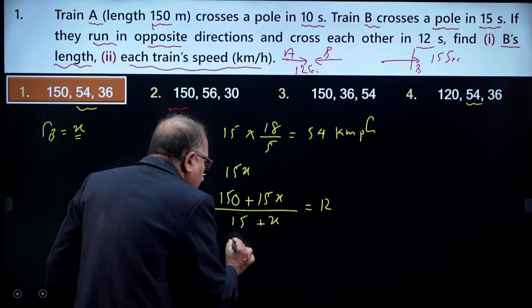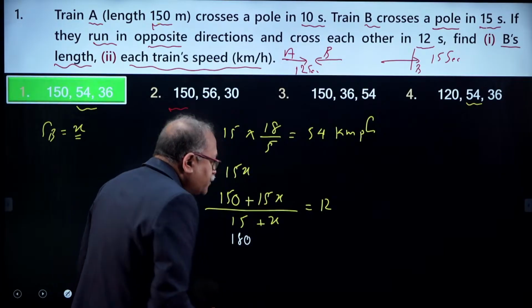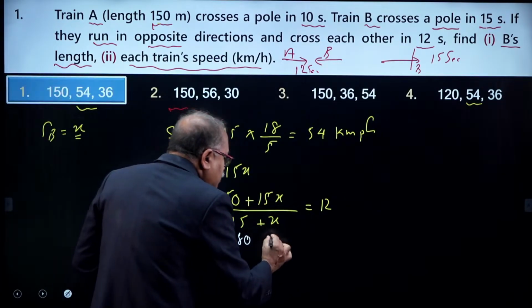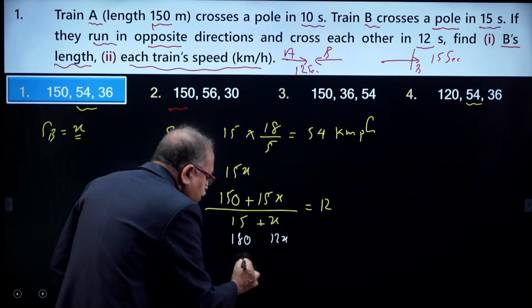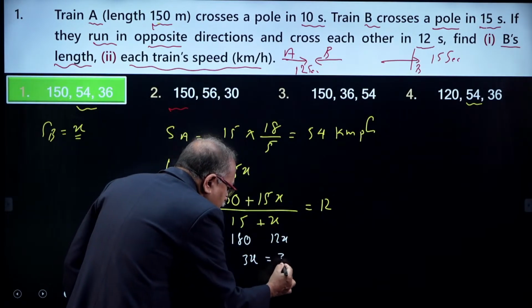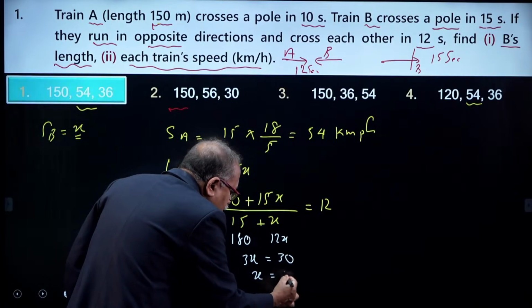I am getting 12 into 15, 180, and this is 12x. So the difference is 30 and the difference is 3x. So 3x is equal to 30. Therefore, x is equal to 10.